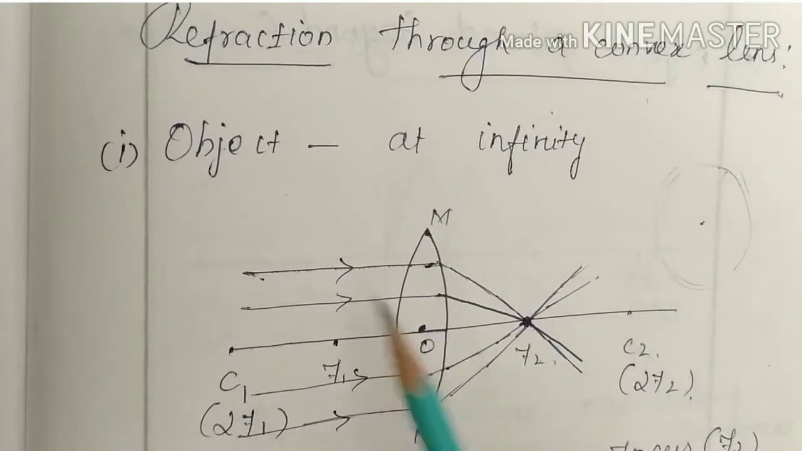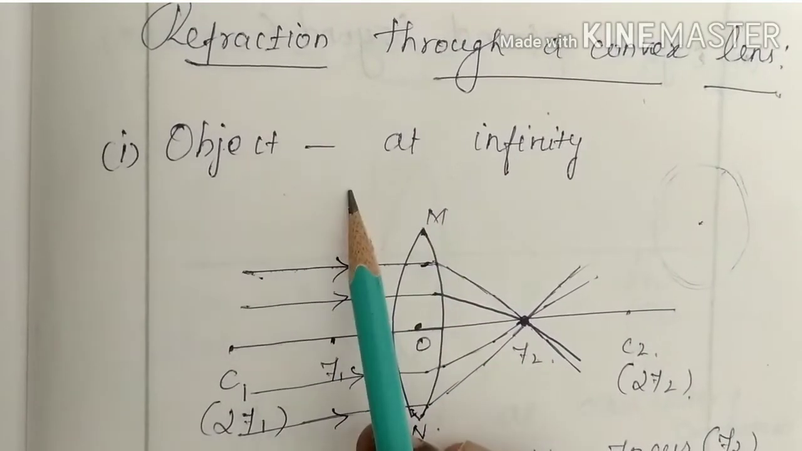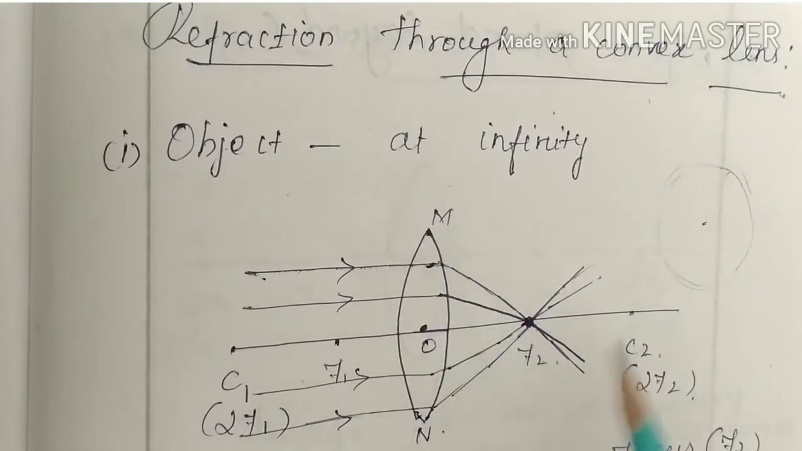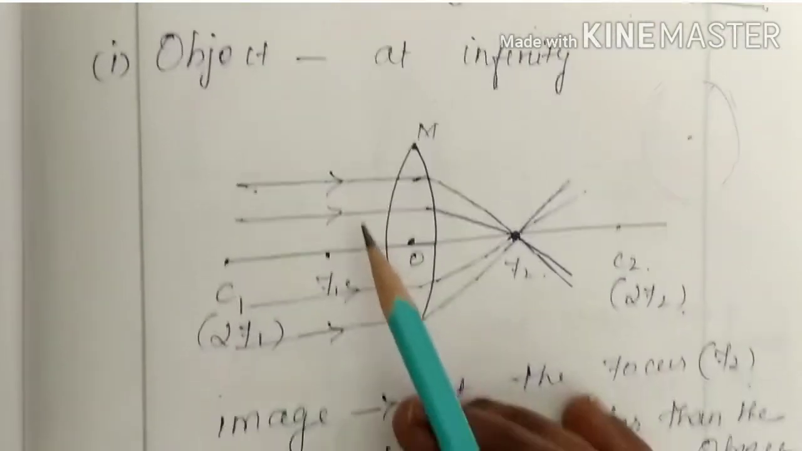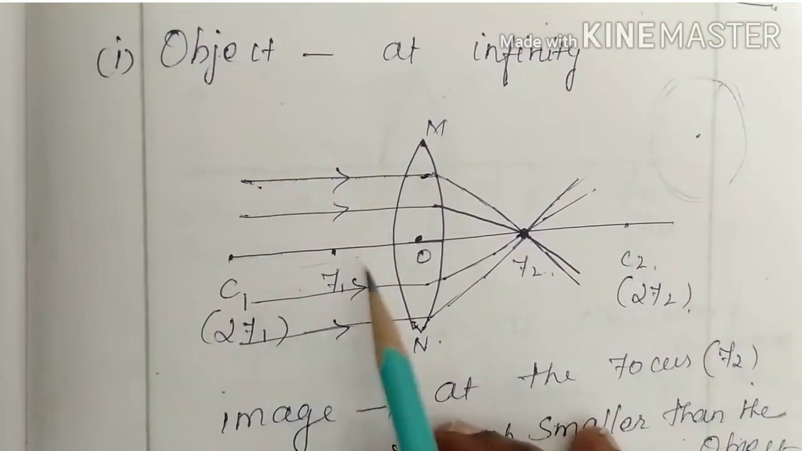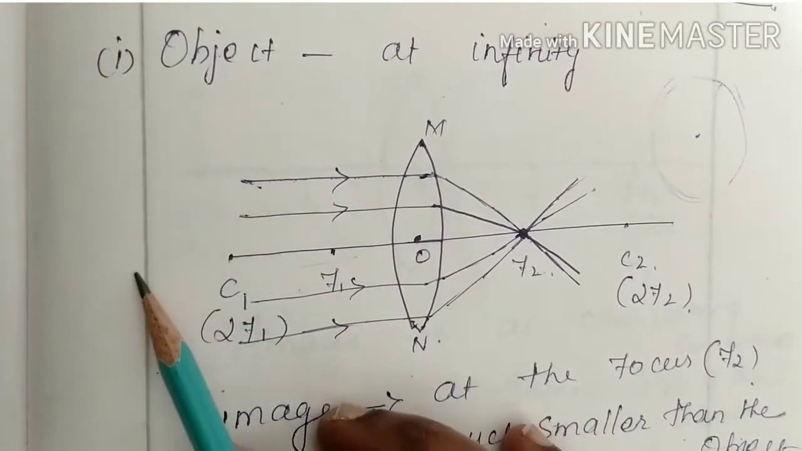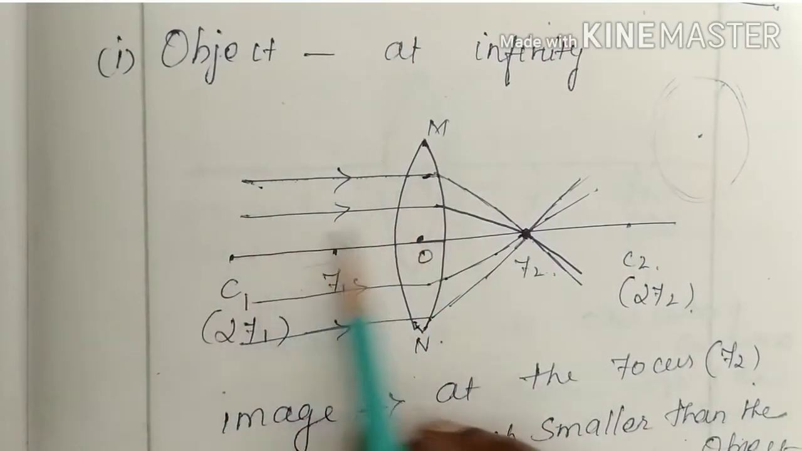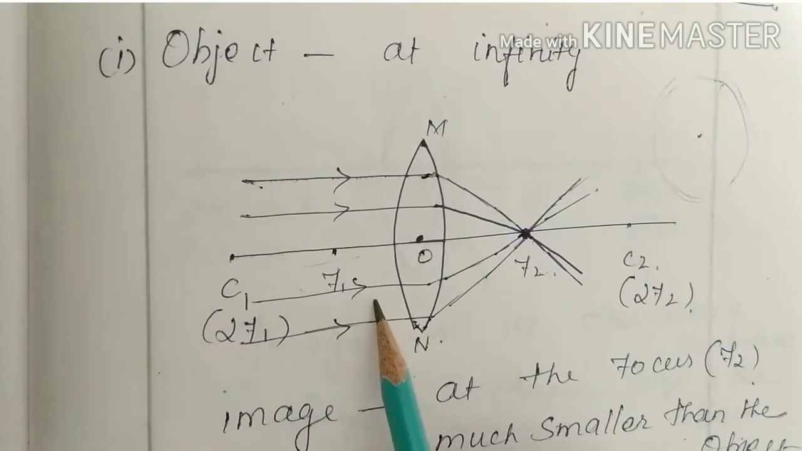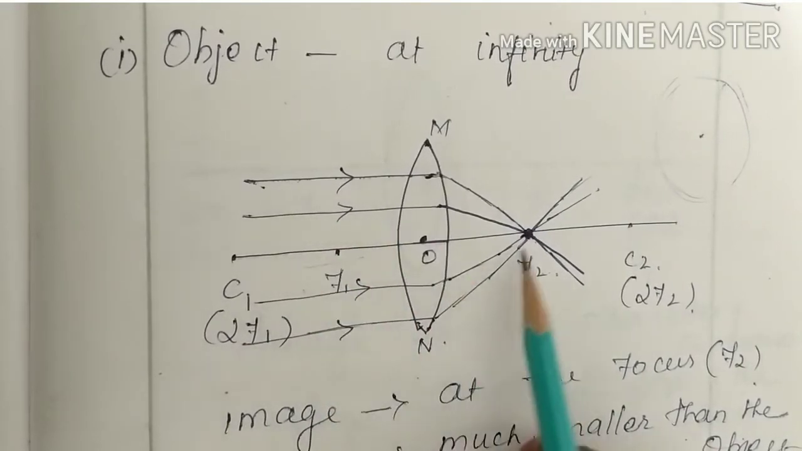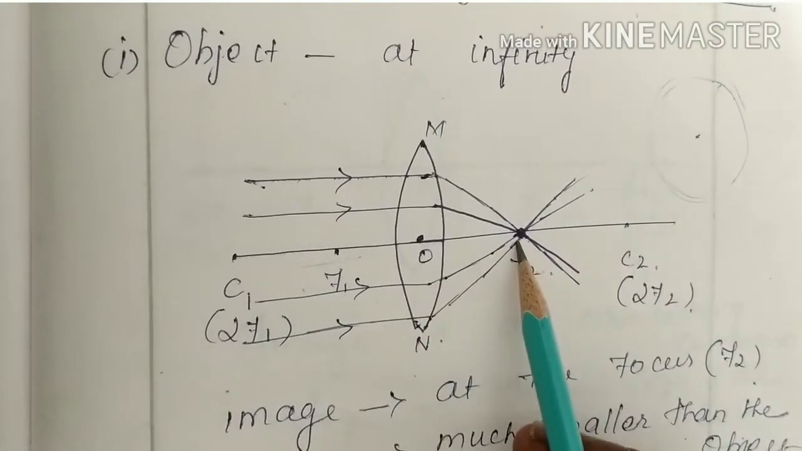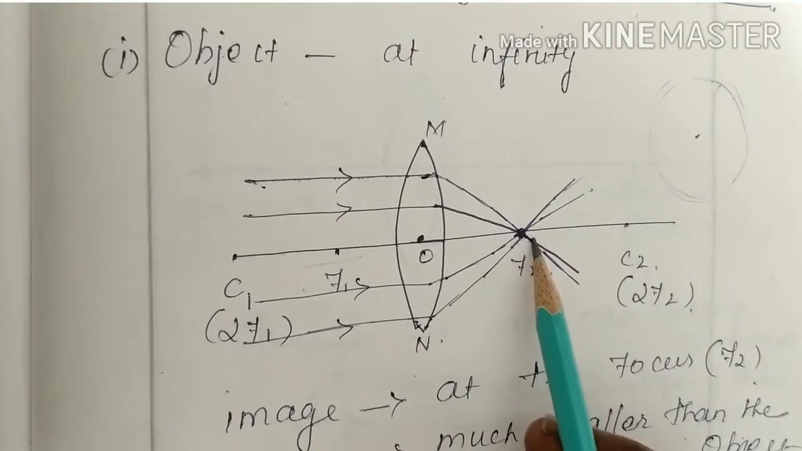In the first case we studied, if the object is at infinity, far away from the lens, where is the image formed? Listen here. These are the parallel beam of light rays coming from the object. The object is at infinity, far away from the lens. So all the parallel rays, according to the second rule, will meet on the principal focus. The parallel beam of light after refraction will meet on the principal focus.